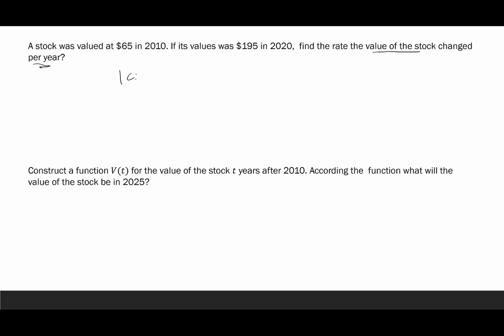So we'll put 195 minus 65 over 2020 minus 2010. In the numerator, 195 minus 65 is 130. In the denominator, 2020 minus 2010 says 10. So this says, on average, the value of the stock changed by $13 per year.